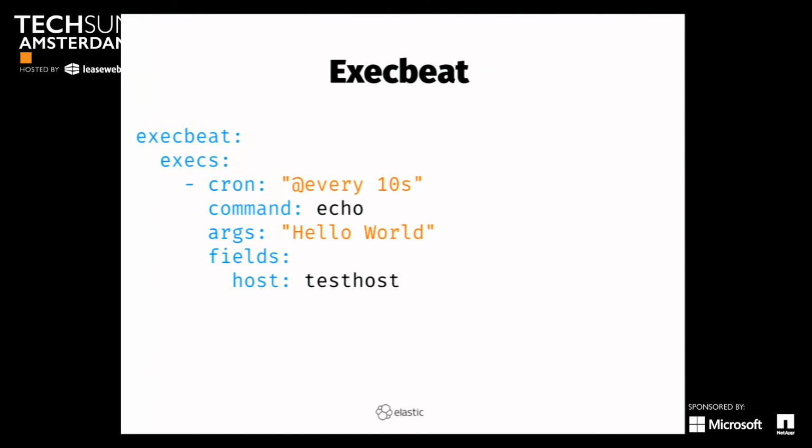And then there are the community beats. For example, execbeat, that's very easy to understand. Every 10 seconds, you want to echo hello world to a test host, and you want to store that result. It's not doing much, but you get the idea. Or if you're still using lots of Nagios checks, you can just instrument them and again store those results in Elasticsearch and then display them in Kibana, which might be nicer than what you can do with Nagios.